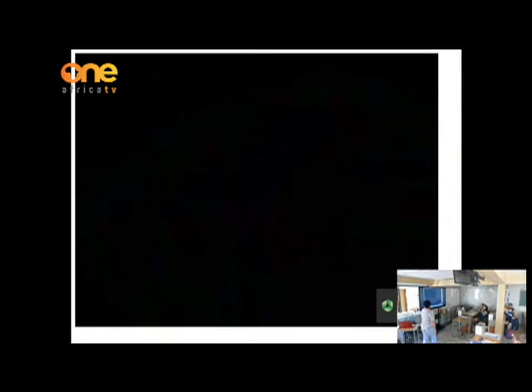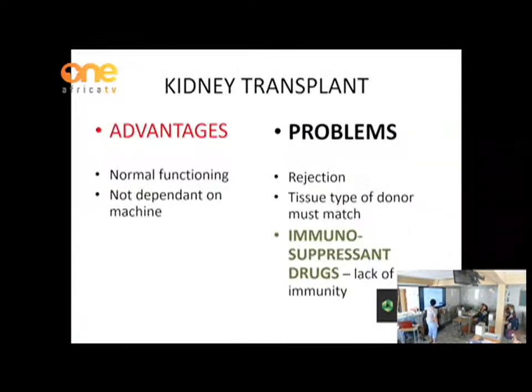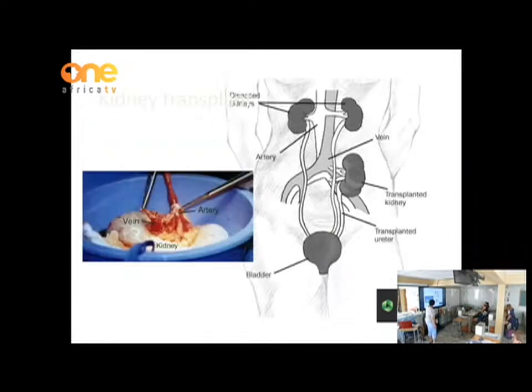Now, what they will do then is add that kidney to a blood vessel. You see, there is a vein and an aorta, and they will link it there. But they leave the kidney that is not working inside the body.